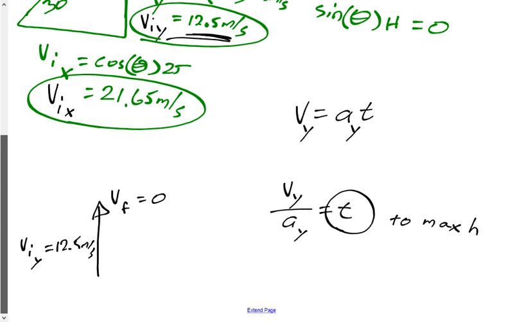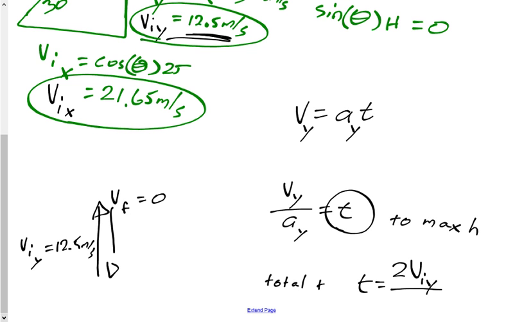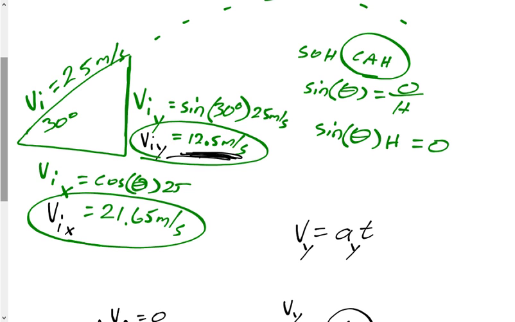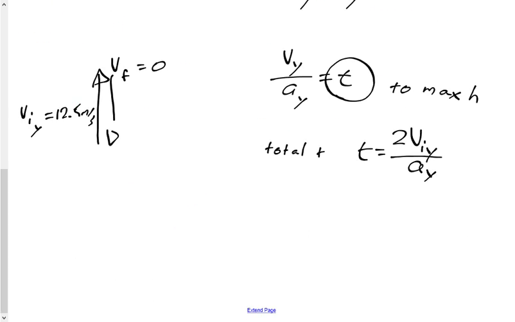Whatever time it takes to get to the top, it's going to be twice as much time for it to come back down, because it also needs to make the return trip. So to solve for the total time, I'm just going to write total t. In fact, t is equal to 2 times the initial velocity in the y direction divided by the acceleration in the y direction. The initial velocity in the y direction when we go back up is the 12.5 meters per second.